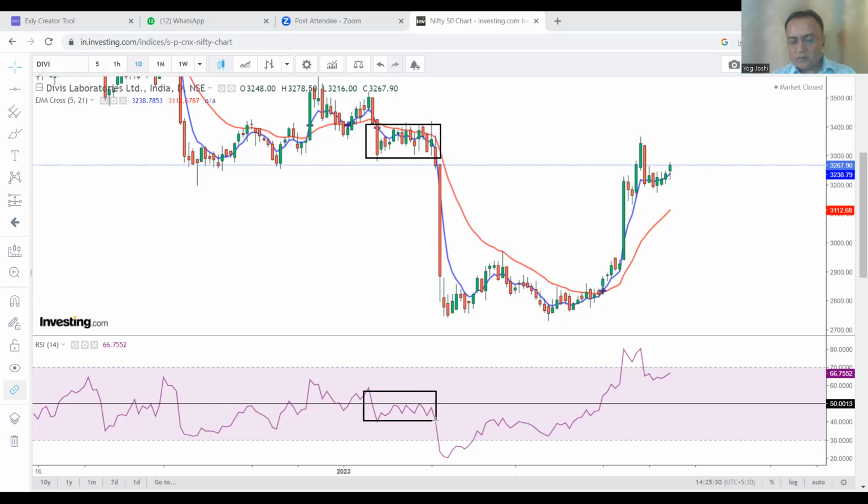So RSI is below the 50 line. It is clearly indicating it is in the bearish zone. It is not in the bullish zone. It is in the bearish zone. And now it clearly breaks the box pattern. It clearly breaks a demand zone, or the support area.